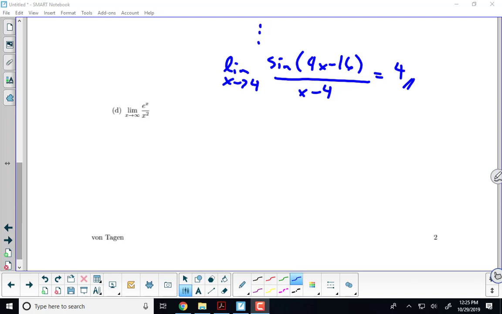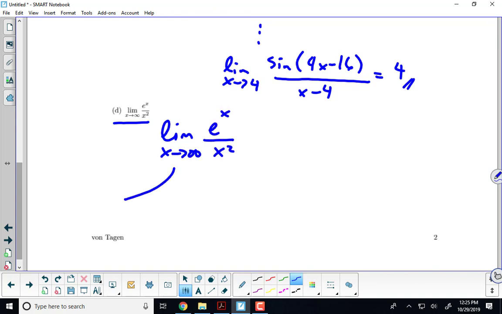Okay, so we're picking up with our work on L'Hopital's rule, and we're looking at question D here. In question D, we were looking at the limit as x approaches infinity of e to the x over x squared. Okay, so I'm just going to jot this down here so it's a little bit larger. We get the limit as x is approaching infinity of e to the x over x squared.